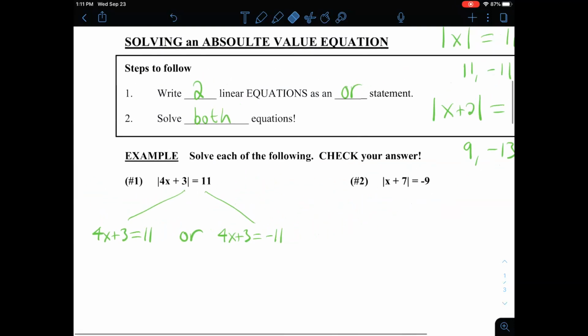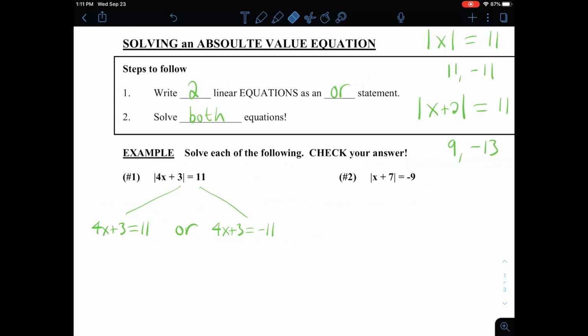But if this is kind of going over your head a little bit, all you got to know is when you have an absolute value equation like this, where the absolute value of 4x plus 3 equals 11, you're going to do 4x plus 3 equals 11, or 4x plus 3 equals negative 11. Because those are the two options that are going to work here.